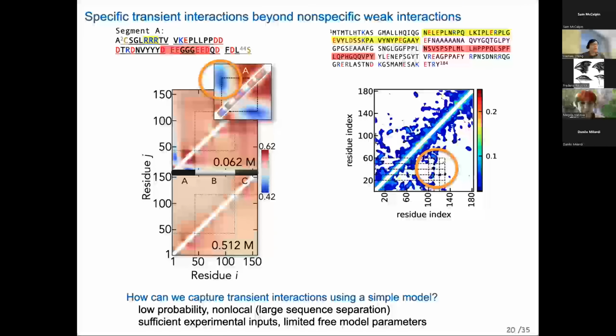So the question is, how can we capture those transient interactions using a simple model? The motivation behind that is, for both all-atom simulations and coarse-grained simulations, if we want to explain experimental technologies using these models, there might be over-interpretation because of the flexible conformation, because of the ensemble properties. And we have so many degrees of freedom that cannot be determined by limited experimental restraints. So that's why we want to find out if there's a model as simple as possible, with limited free parameters, so that we can use that to analyze limited experimental inputs.